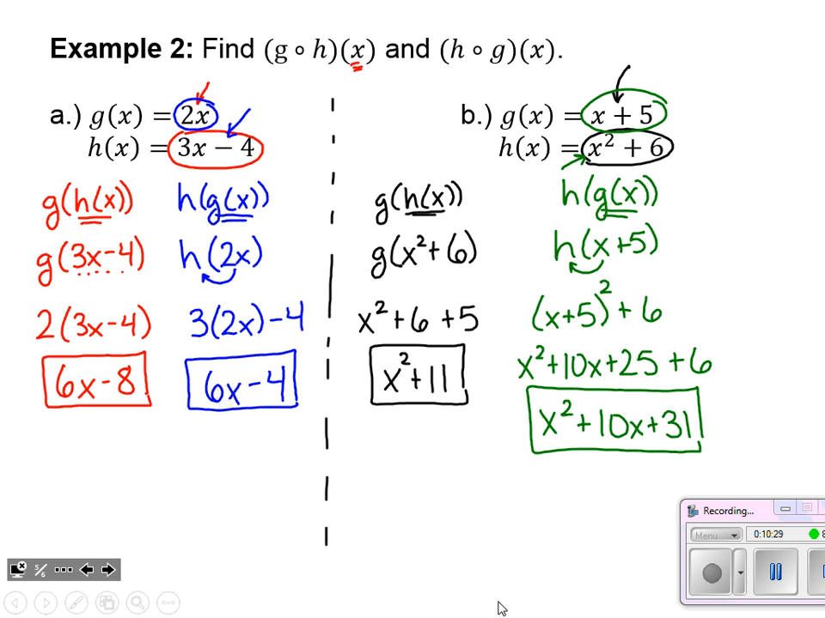Take a second to notice, though, that in each case, the final answers were just expressions with x. There were no g's, no h's in there. Those were just telling me what rules to follow. Ultimately, I'm just working with expressions that have x in them.